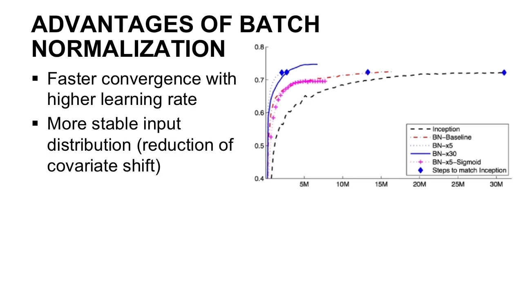The advantages of batch normalization are that you can get faster convergence with higher learning rates, and you therefore benefit from the more stable input distribution that reduces the covariate shift in your model.